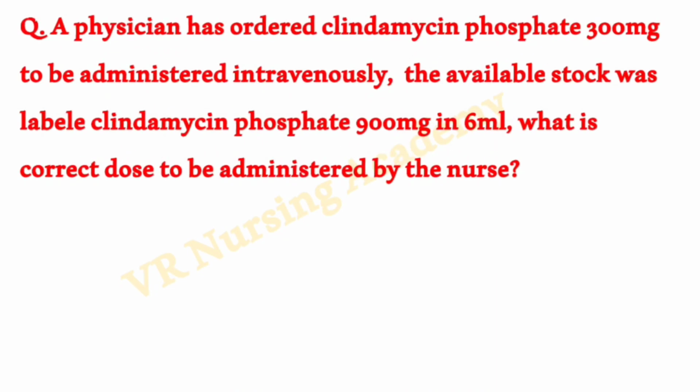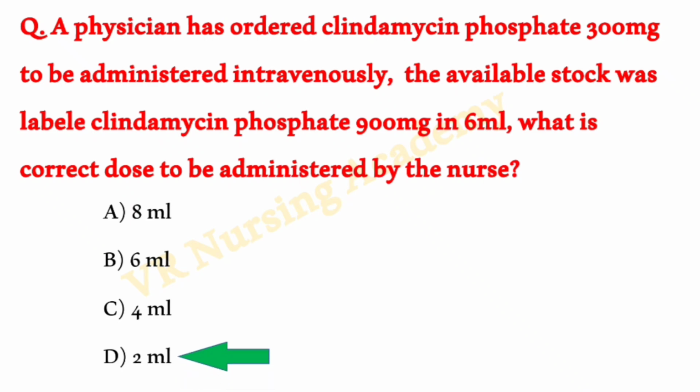Next question. A physician has ordered clindamycin phosphate 300 mg to be administered intravenously. The available stock was labeled clindamycin phosphate 900 mg in 6 ml. What is the correct dose to be administered by the nurse? A. 8 ml. B. 6 ml. C. 4 ml. D. 2 ml. The correct answer is option D. 2 ml.